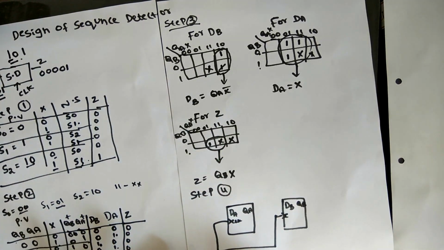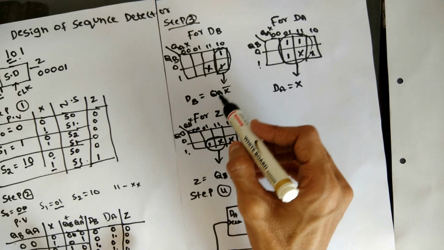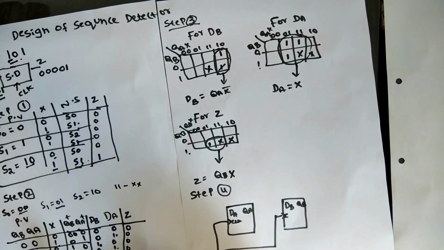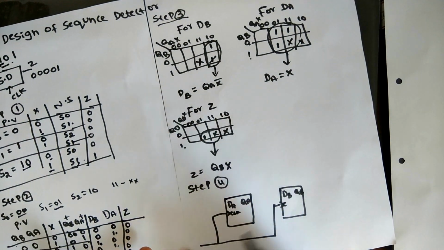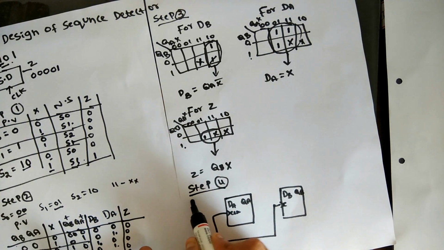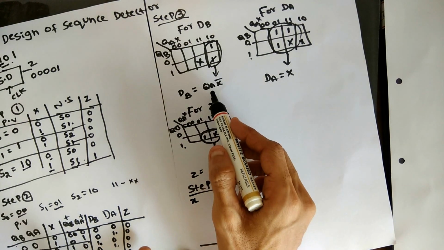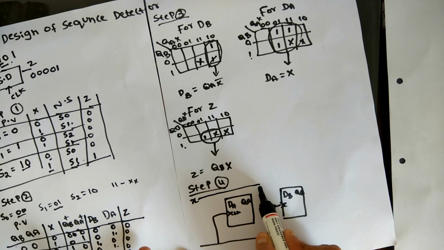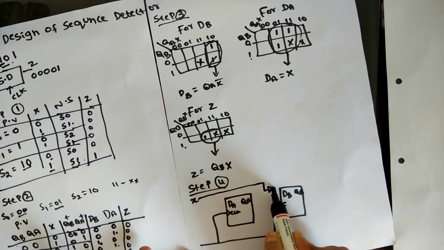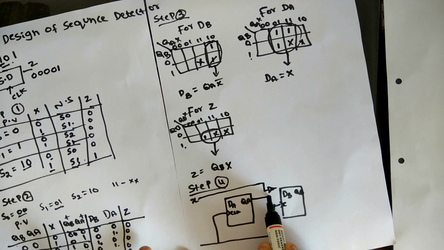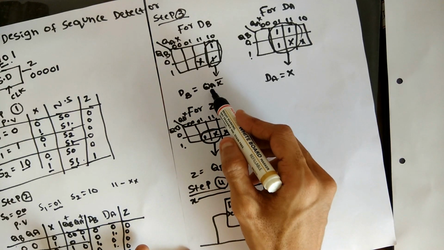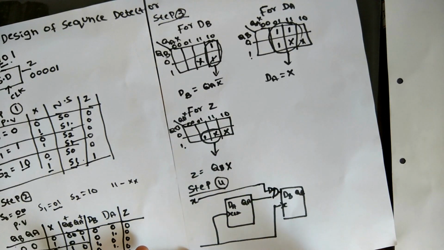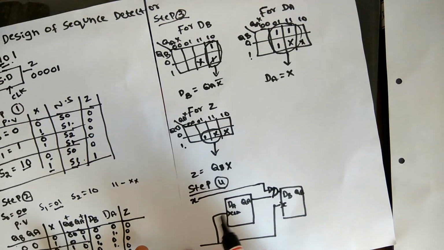Now according to our equations you have to write the circuit. DB is equal to QA into X bar. So we take one more input, X, and make it X bar and connect it to DB. Another one is QA. Take QA and use an AND gate and connect it to DB, because QA into X bar is an AND gate.